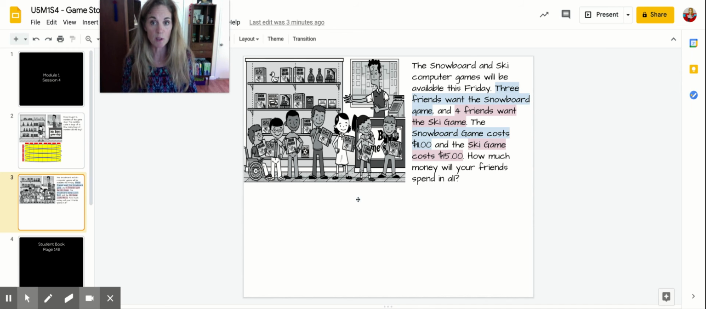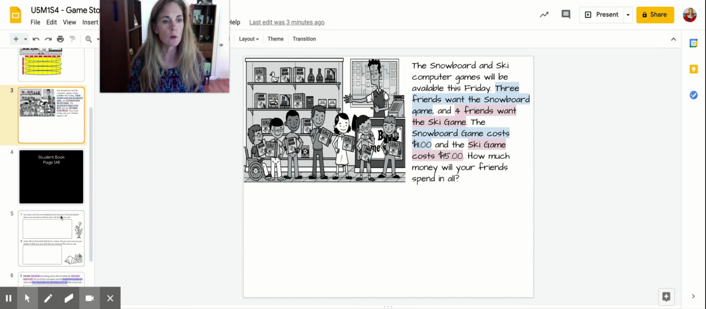What I'd like for you to do is think about this and solve it right here. So I've highlighted in blue the 2 items that have to do with the snowboard game. And here we have 2 items. The 2 pink ones have to do with the ski game. I want you to solve that problem down here or on a piece of paper and put a picture here.